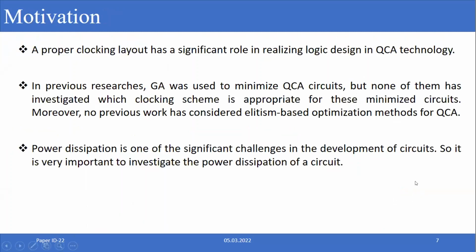Next, the motivation: why I have targeted this area, why I have found this problem. As I have discussed, clocking is very important to synchronize the information flow in QCA circuits. This is the first point. The second point is that much work has been done on the basis of genetic algorithm, but none of them has discussed which clocking scheme is suitable for the minimized circuit. Moreover, there is no research work which uses an elitism-based genetic algorithm. The third point is that power dissipation of any QCA circuit is a very important factor. So that's why I have targeted these three areas in my research work in this paper.